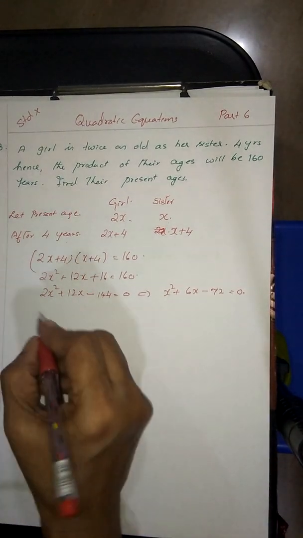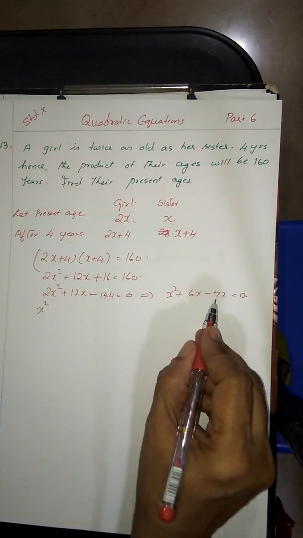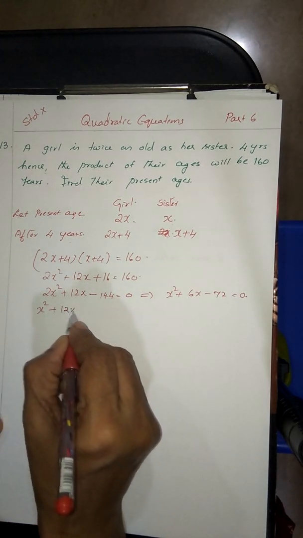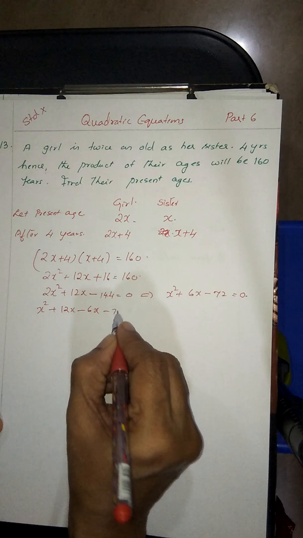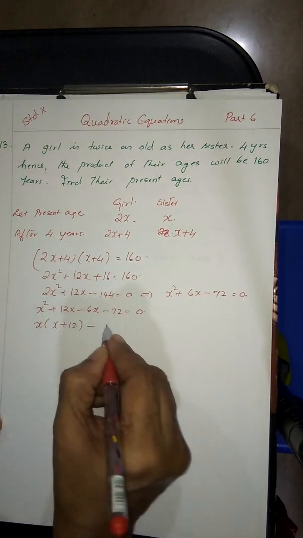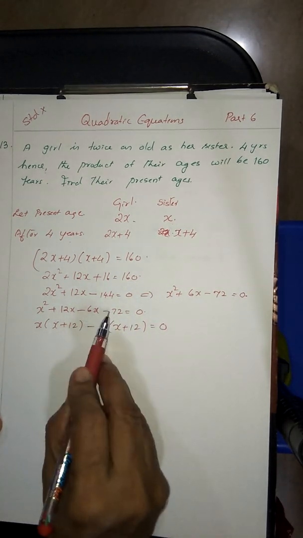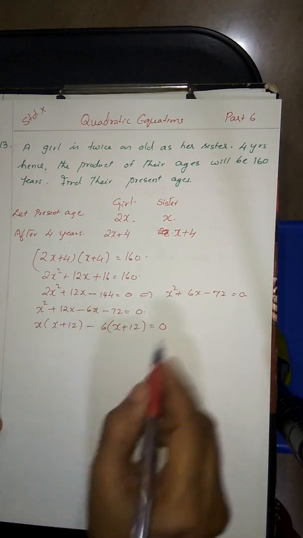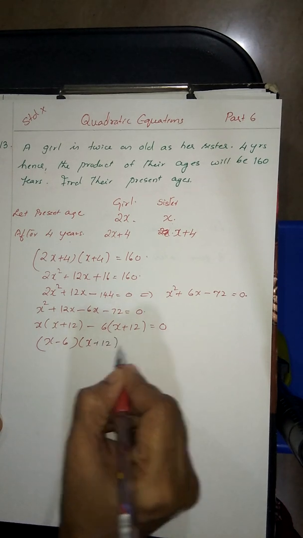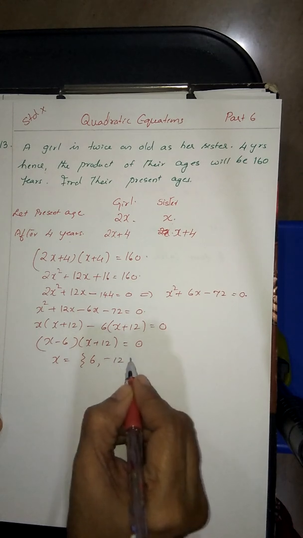So this will be x squared, 12 into 6 is 72. So plus 12x minus 6x minus 72 is equal to 0. So x into (x plus 12) minus 6 into (x plus 12) is equal to 0. Both are minus, so I have taken the minus out. So you get (x minus 6) into (x plus 12) is equal to 0, from which you get x is equal to 6 or minus 12.